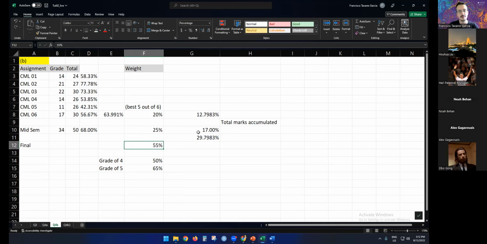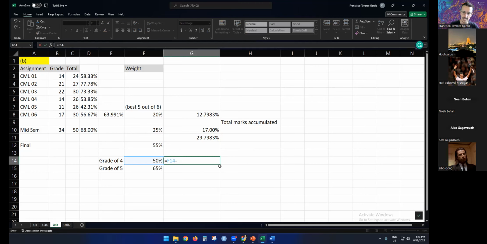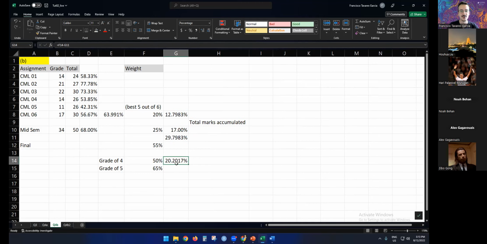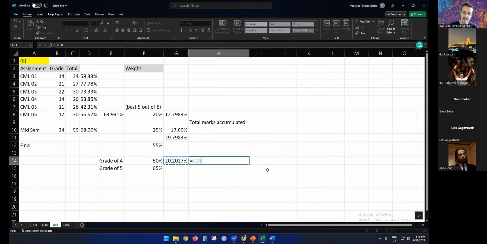Now, for the final, if he scores everything, he can get 55%, but we want to know how much they need in the final for a grade of 4. That's 50%, and they already have 29%. So how much is missing? Equals 50%, what I need, minus 29.74%. I would prefer not to have such a long number. So we still need 20%. But how much can I score maximum? 55%. So how do I get 20% out of 55%? I will divide 20 by 55, enter.